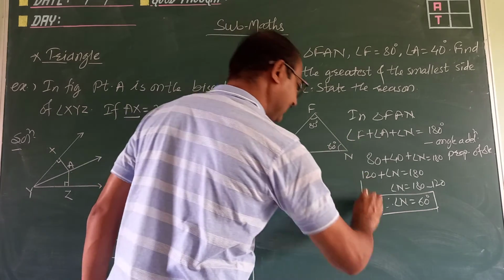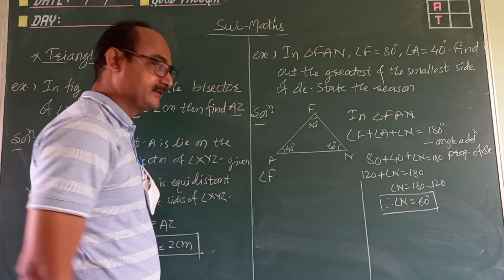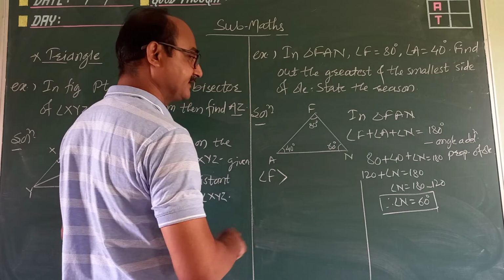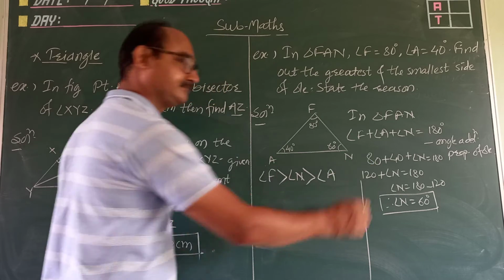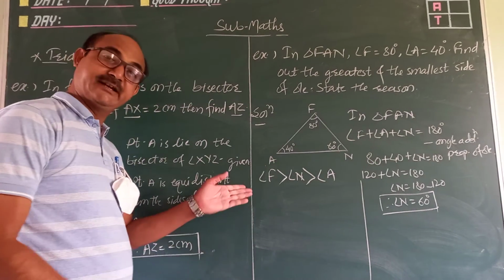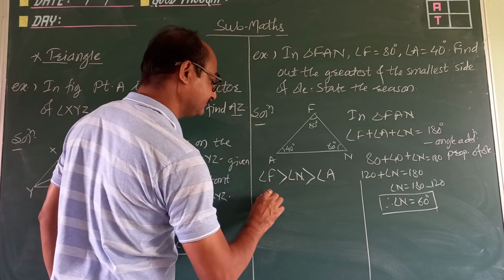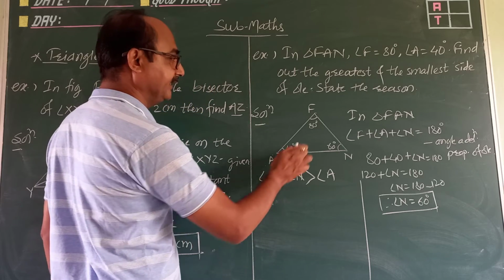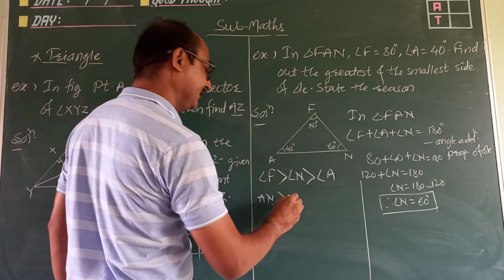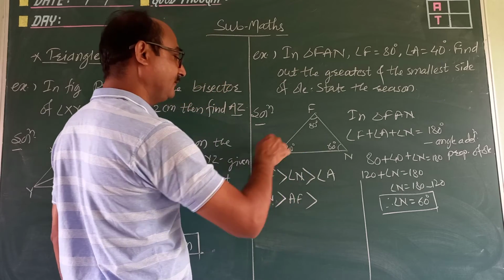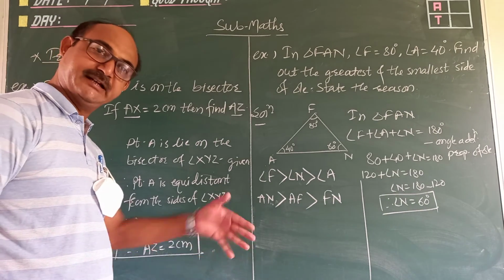Now easily we can compare the angles by using the measures. Which one is the greatest? Angle F is the greatest. After that 60 comes, meaning angle N is greater than angle A. So opposite of F, which side is it? Side AN. Opposite of F, AN, is greater than opposite of N, which is AF. And opposite of A, which side? FN. Easily we can find the opposite side of each angle.